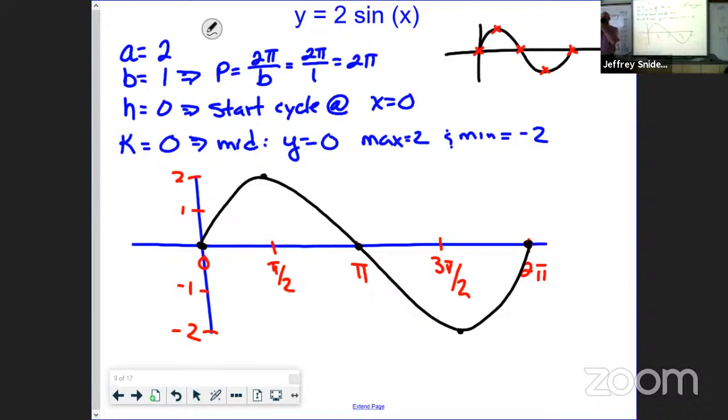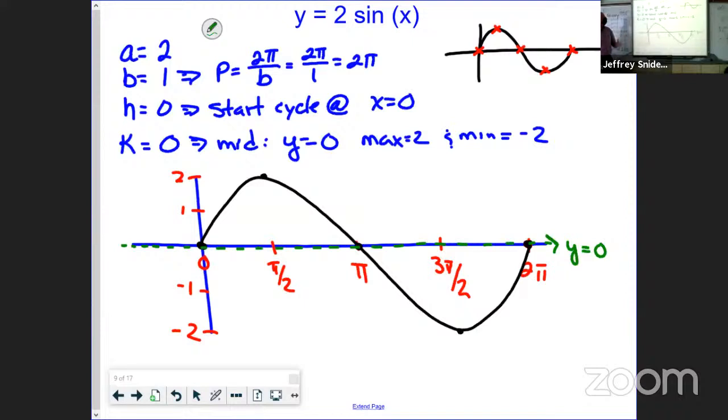Now, the one thing I could do, it's not as important here, but if I wanted to add it in, I could do a midline here at y equals 0. I could put that in, and that's more important if there is a vertical shift up or down to have that midline drawn. If it's just oscillating above and below the x-axis, it's not as important to do that. Once you start shifting it, though, it's more important to draw the midline.